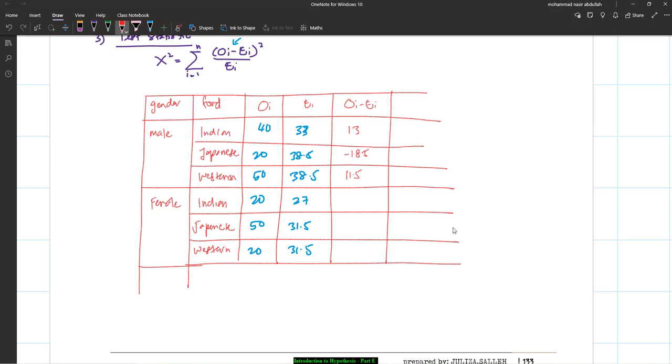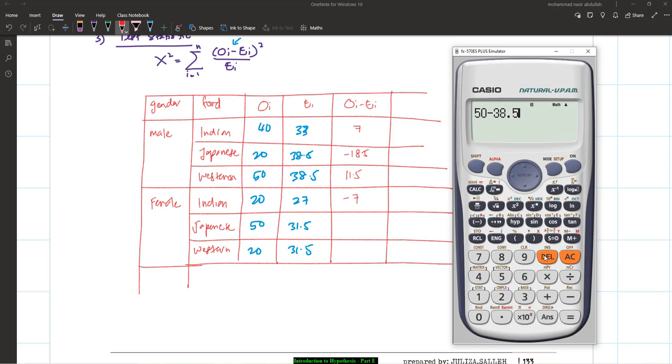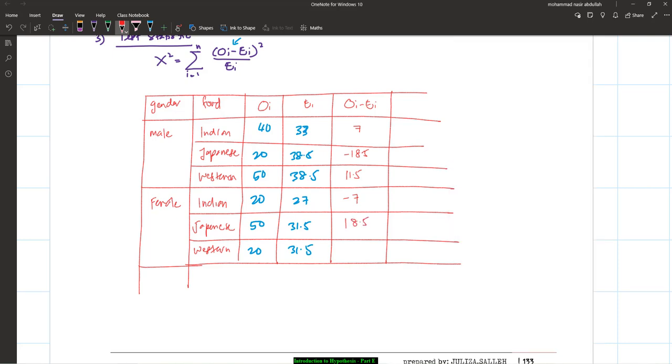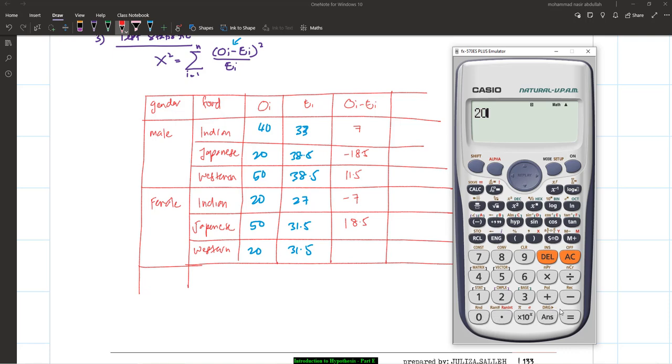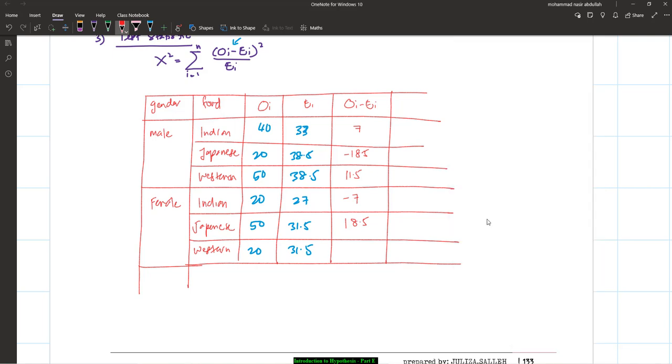So this one is not 13, it's actually equal to 7. Sorry, I miscalculated here. So this one should be 7. Right, 20 minus 27, it should be negative 7. So 50 minus 31.5 should be equal to 18.5, and 20 minus 31.5 should be equal to negative 11.5.